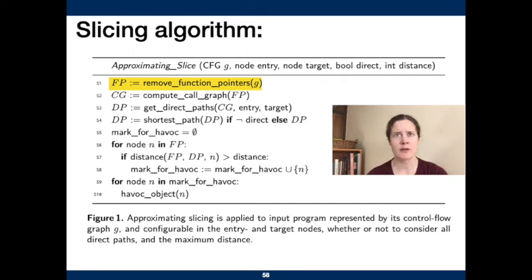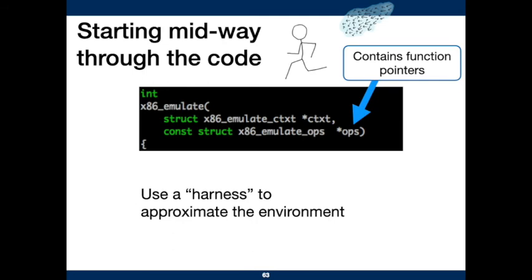The first thing we do is remove the function pointers. Then we compute the call graph. We find the direct paths or the shortest path on the call graph. We identify the functions that should be havoced based on the configuration provided by the user. We havoc the functions. And then the final step before analysis is to run the Reachability slicer to remove the newly unreachable functions. And a final step that I alluded to, we want to start midway through the code, so we use a harness to approximate the starting environment.